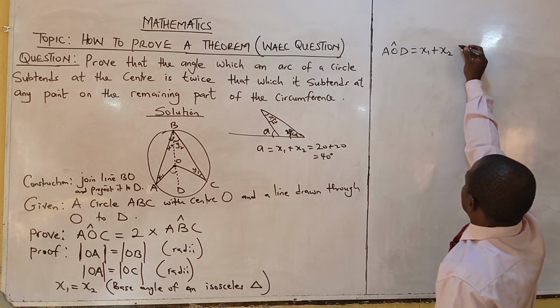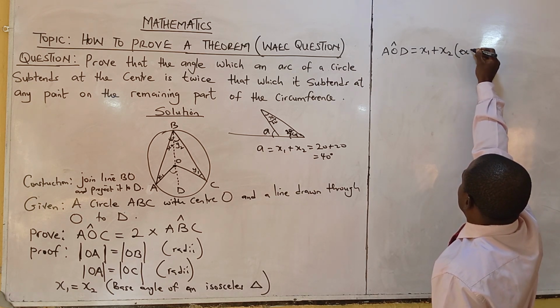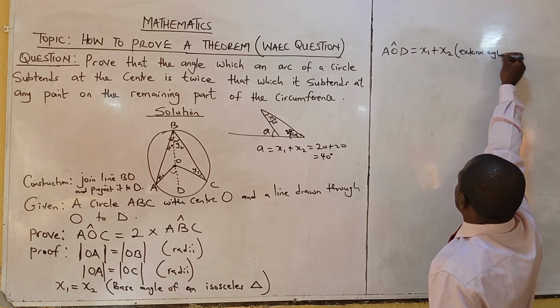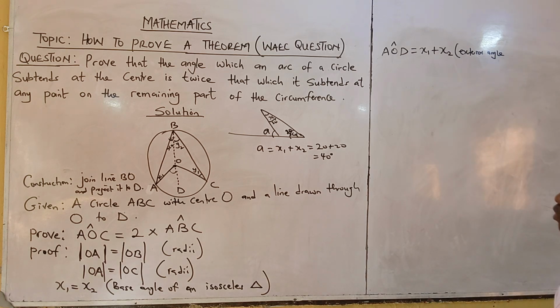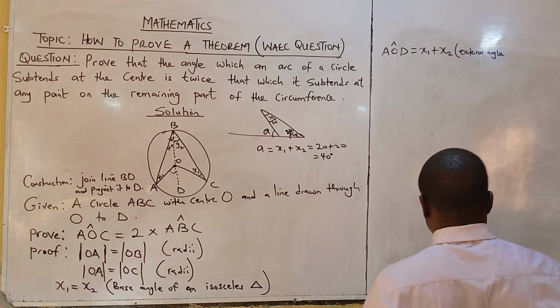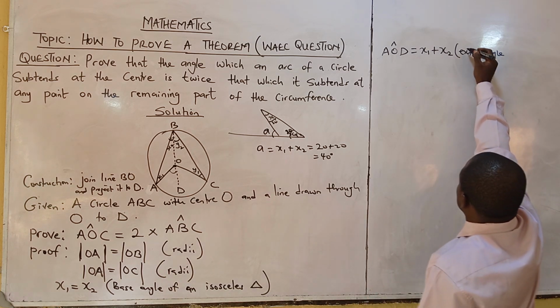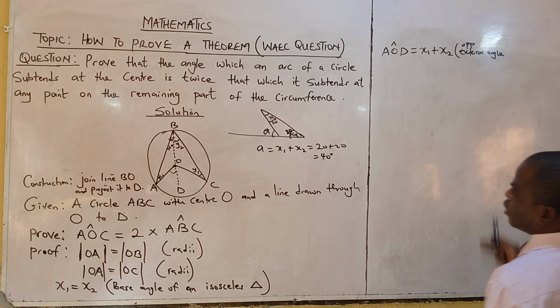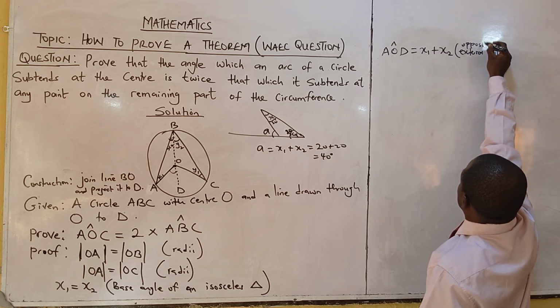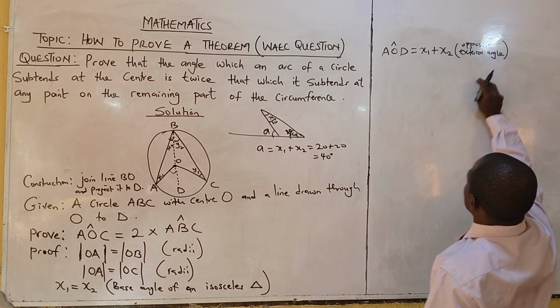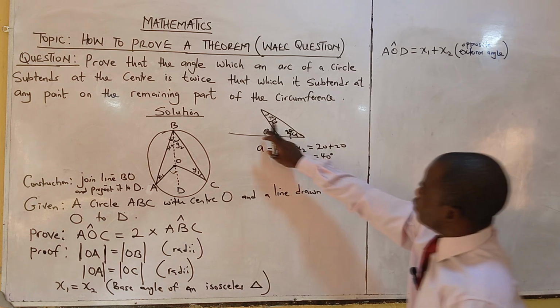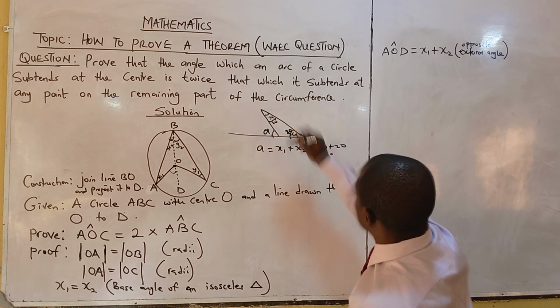What's the reason? Exterior angle of a triangle. Is that okay? Opposite exterior angle. Is that okay? Opposite exterior angle, because this is opposite of the exterior angle.